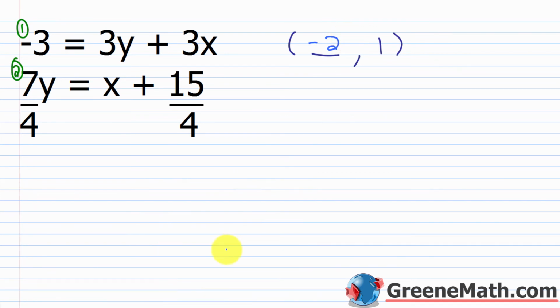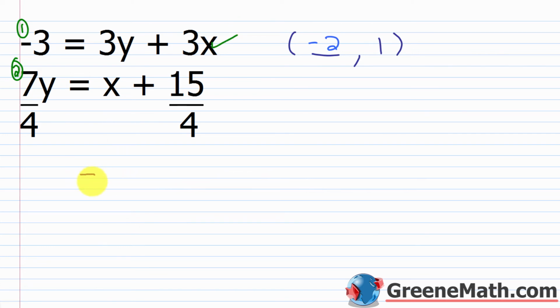All right, so let's go ahead and plug into each original equation. We have -3 is equal to 3 times y. Y is 1. Plus 3 times x. X is -2. So I'd have -3 is equal to, we know 3 times 1 is 3. 3 times -2 is -6. So if I had 3 plus -6, that would be -3. So you get -3 equals -3. So it works out here.